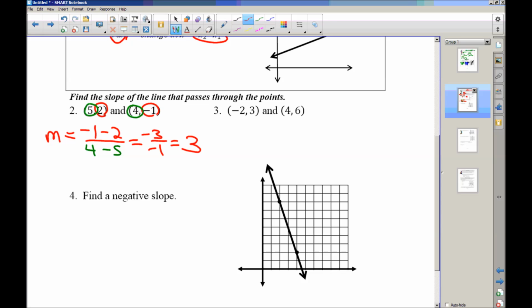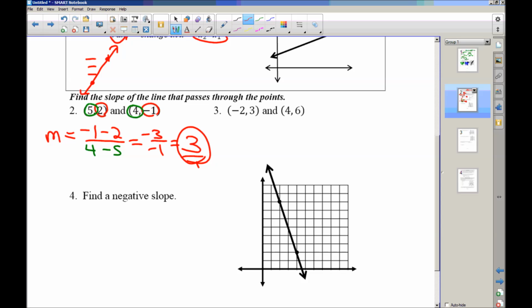So the steepness of this line is +3. That means, given one point, I can get to the next point by going up 3 and over 1. And that's what my line would look like. Okay, so everybody should be able to draw that. Steepness of 3, that's 3 over 1, so the up is 3 and the right is 1.